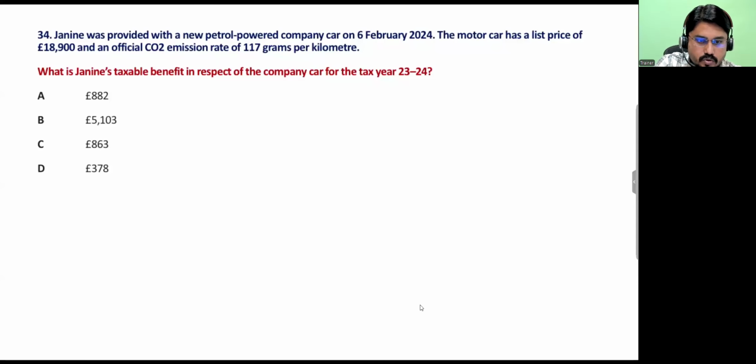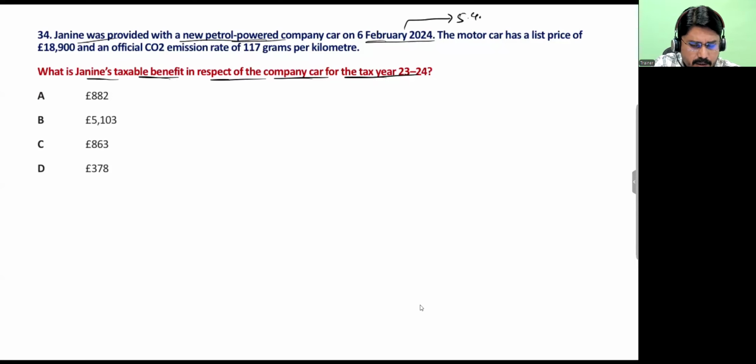Requirement of this question is to calculate J's taxable benefit in respect of the company car for the tax year 23-24. When a car is given by the employer, then the car benefit is calculated. J was provided with a new petrol-powered company car on 6 Feb 24. From this date, the fiscal year end date is 5th April 24. In effect, the months of Feb and March, 2 months, the car is used in the fiscal year. So this benefit is month apportioned and only 2 months benefit will be calculated.